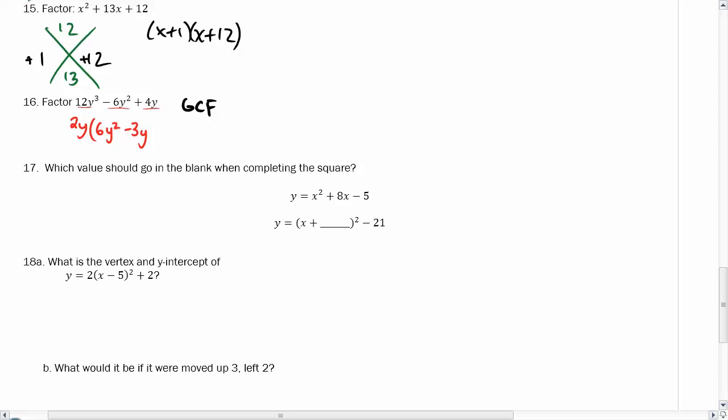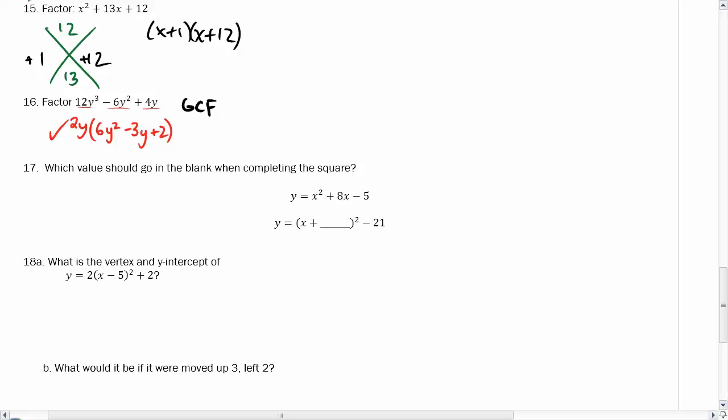Take away one of the y's, and so it's just minus y. Lastly, 4 divided by 2 is 2. Okay, and so then you're going to get that. Now you can double check, you can try to factor this one out, but this one actually won't be able to factor anymore, so just the GCF is good enough for this one.